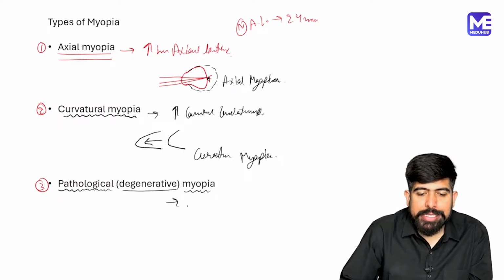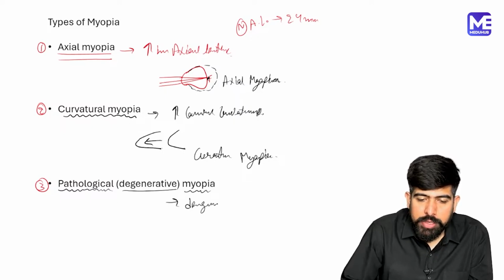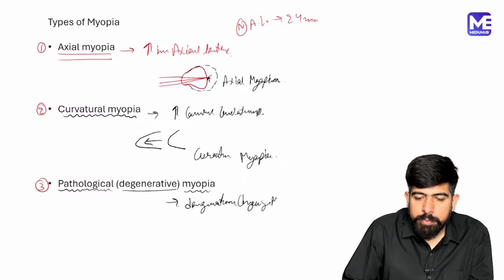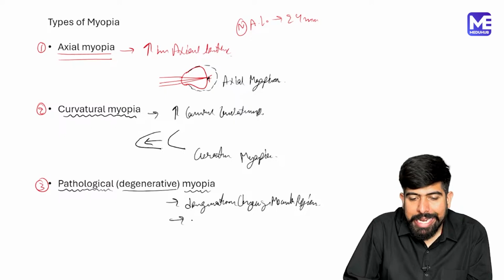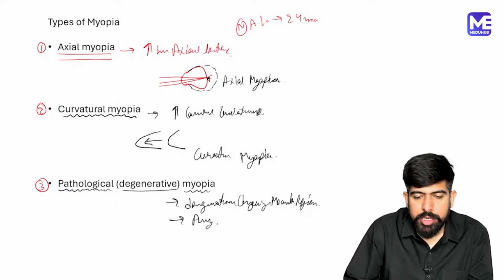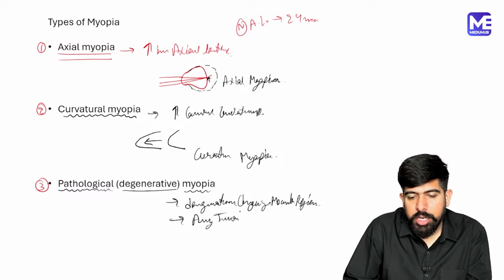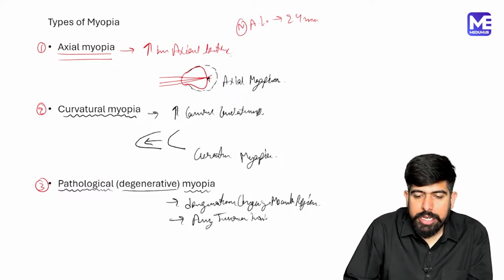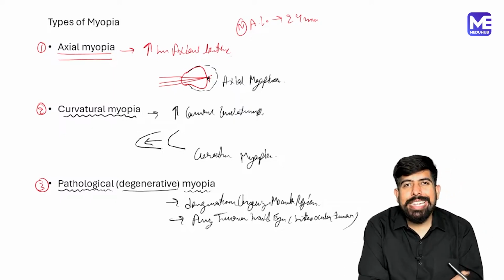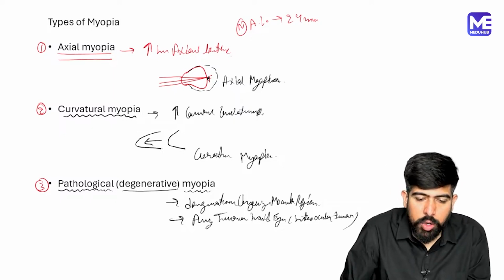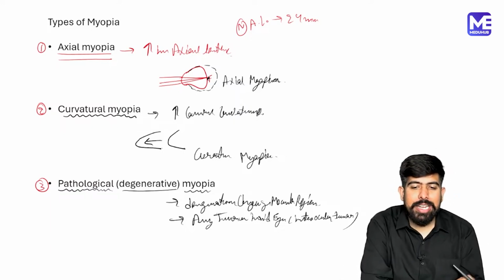In this condition, what we can see is degenerative changes in the macular region, or maybe a tumor inside the eye, which is an intraocular tumor. Yes, this will be seen in an intraocular tumor, right?